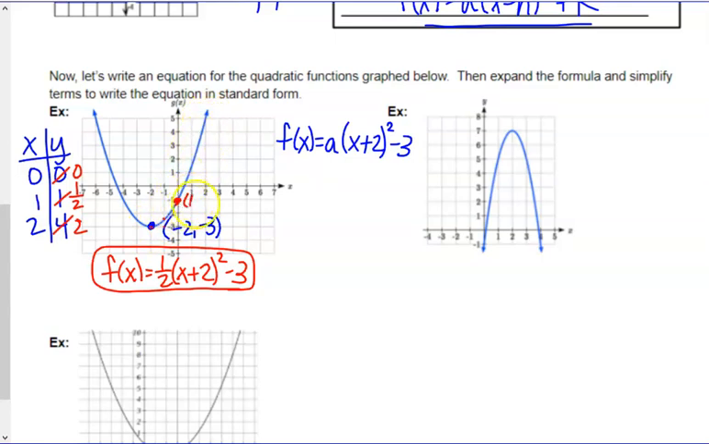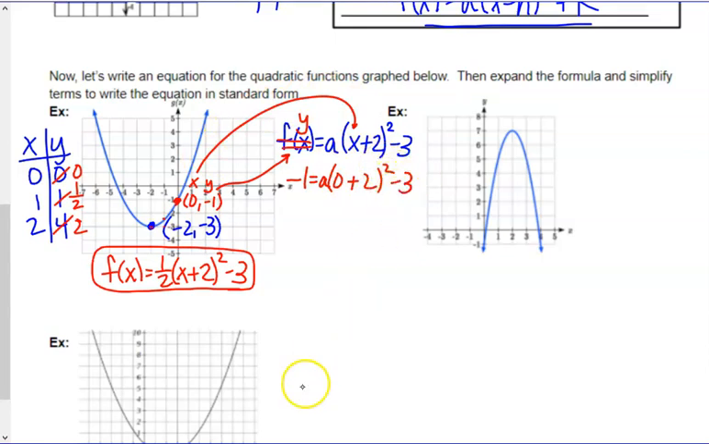I like to use this one just because I have 0 as one of those numbers. So remember, this is my x, this is my y. I would be able to plug in x and y here, leaving me with an a that I can solve. So let's do that. Let's plug -1 in here, equals a times, throw x in here, so that's a 0, plus 2 squared, and a minus 3.